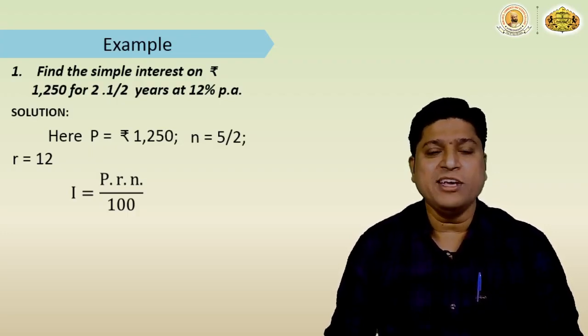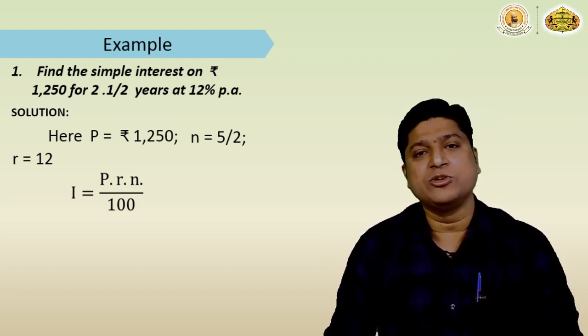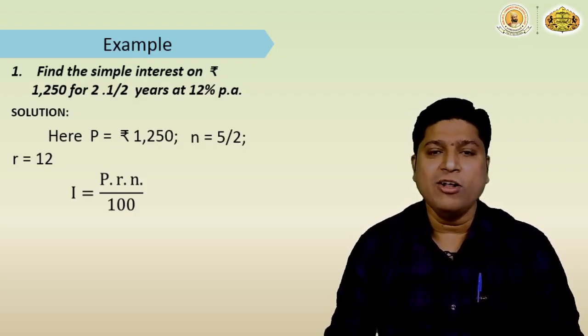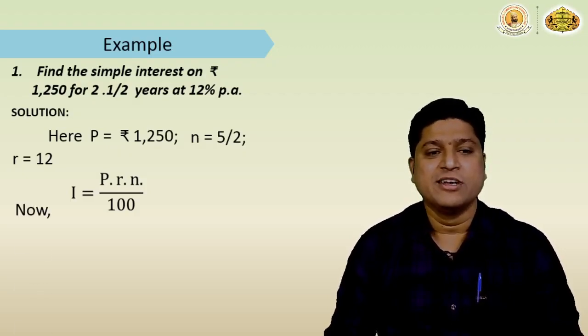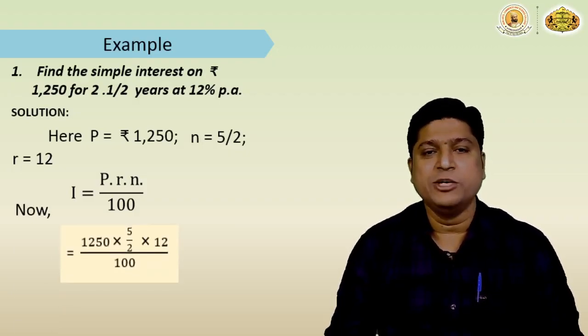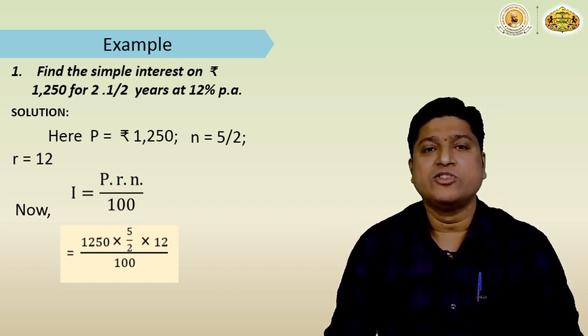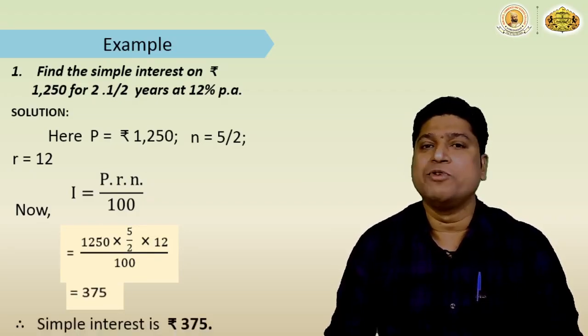We know that P is equal to 1250, N is equal to 5/2, and R is equal to 12. We will just put all these values in the equation. The equation will become like this: 1250 into 5/2 into 12 divided by 100. And when we solve it on calculator or by hand, I is equal to 375 rupees. So we can say that simple interest is equal to rupees 375.